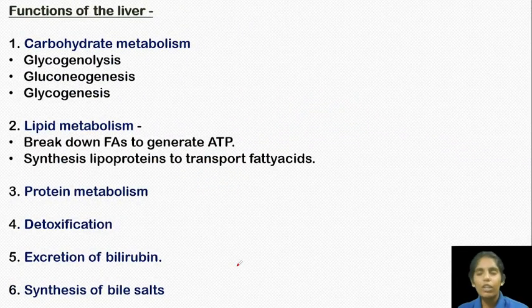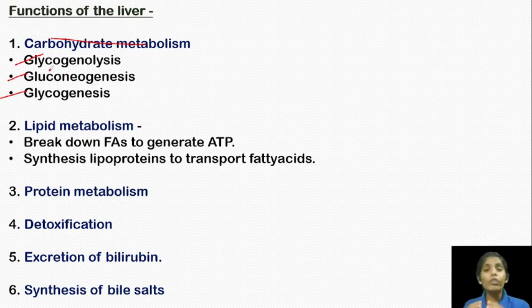The liver performs a variety of functions which are very important to maintain the body in a normal condition. So it is involved in carbohydrate metabolism. That means it is involved in glycogenolysis, gluconeogenesis, and glycogenesis. What is glycogenolysis? It is the breakdown of glycogen into glucose molecules and the conversion of these glucose molecules into ATP, that is, into energy.